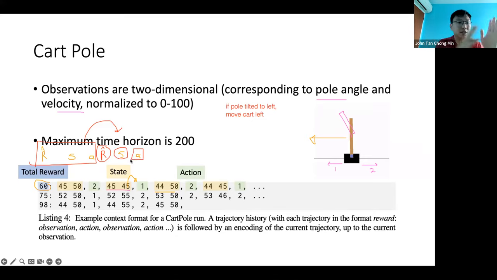But in this case, what they did was they just generate the whole sequence out totally. So for example, if I want to get a perfect run of 200, I can give it the starting state of 45, 50, and then ask the LLM to generate the rest. So the LLM will be like the simulator, will simulate the next state, simulate the next actions. Again, this is where it fails, you see?